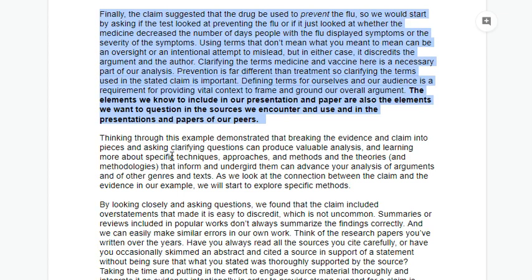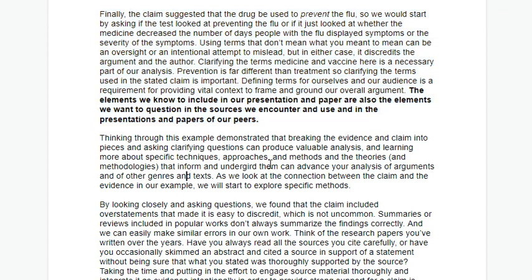Clarifying the terms medicine and vaccine here is a necessary part of our analysis. Prevention is far different than treatment, so clarifying the terms used in the stated claim is important. Defining terms for ourselves and our audience is a requirement for providing vital context to frame and ground our overall argument. The elements we know to include in our presentation and paper are also the elements we want to question in the sources we encounter and use in the presentations and papers of our peers.